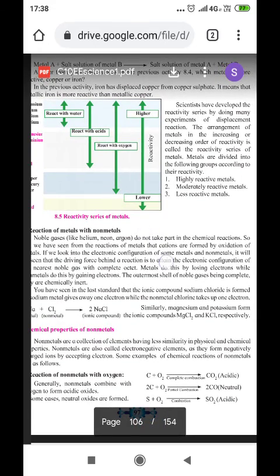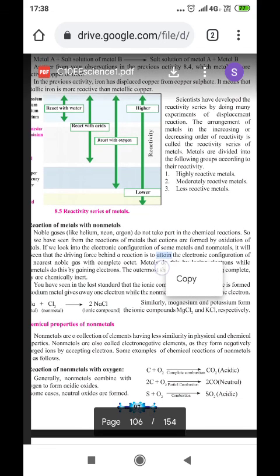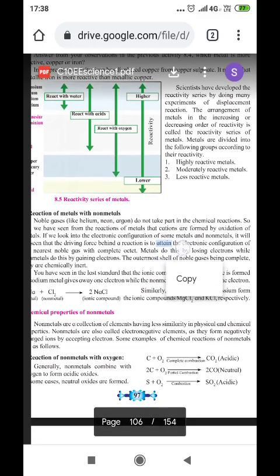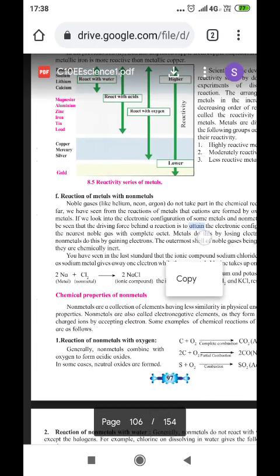Now, scientists have developed the reactivity series by doing many experiments of displacement reaction. The arrangement of metals in the increasing or decreasing order of reactivity is called the reactivity series of metals. Metals are divided into the following groups according to their reactivity. These are highly reactive metals, moderately reactive metals, and less reactive metals.